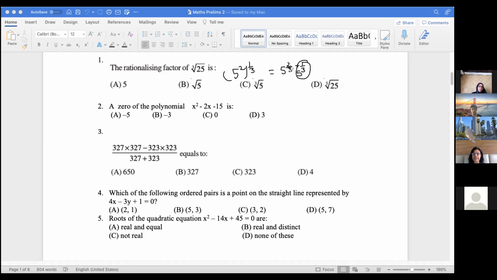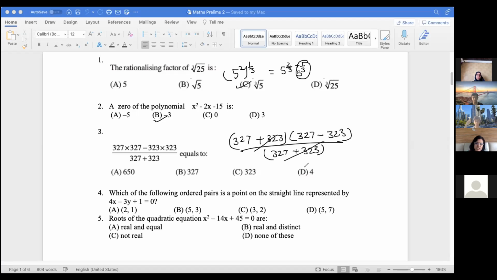So what will you multiply? Into 5 raised to 1/3, which is C. Okay, this is the zero of the polynomial, meaning you have to put this equal to 0 and find the value of x. So you will get 2 values of x, one of them will be -3. This is again, you will use a square minus b square in the numerator. So in the numerator it is 327 plus 323, and 327 minus 323 divided by the denominator 327 plus 323. This whole bracket will cancel, and I think the answer you will get is 4. So D is the answer.